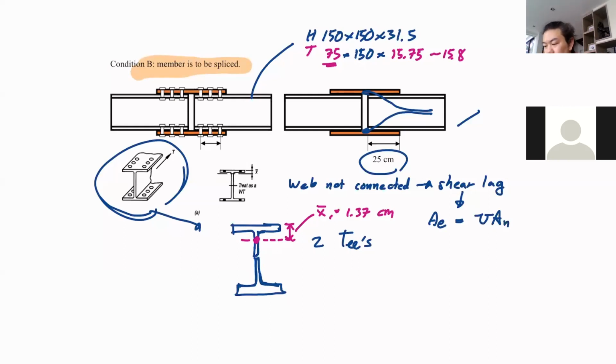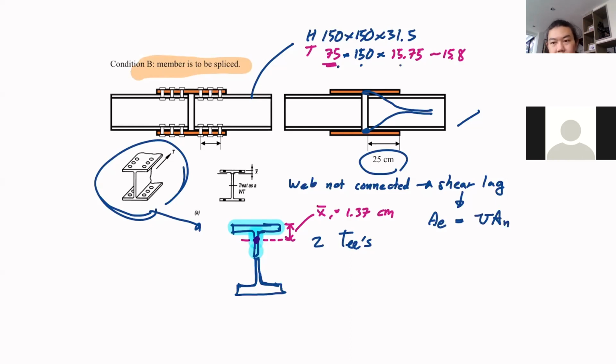Now remember, when we connect only the flanges as the typical practice, you should consider this edge as two T's coming together. So we consider a T. Now, if you please, open the file that I just posted this morning and look at the property of the T. Look at the X bar, and you see it's 1.37 for T75 by 150 by 15.8. Okay, so now we have the members, but we have a condition to splice.